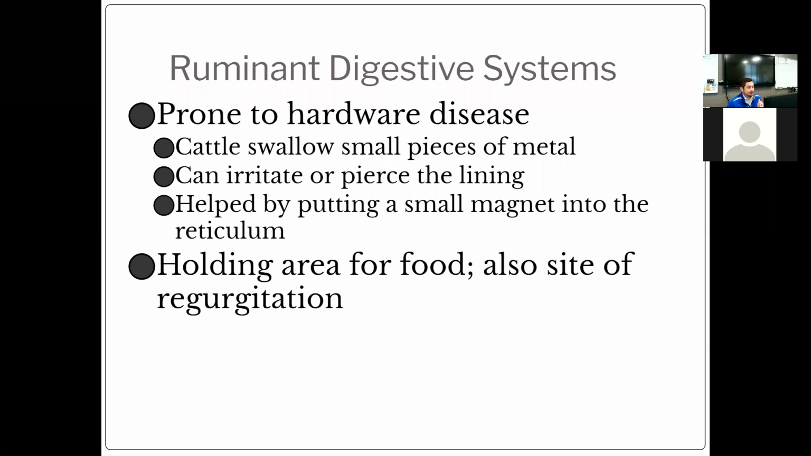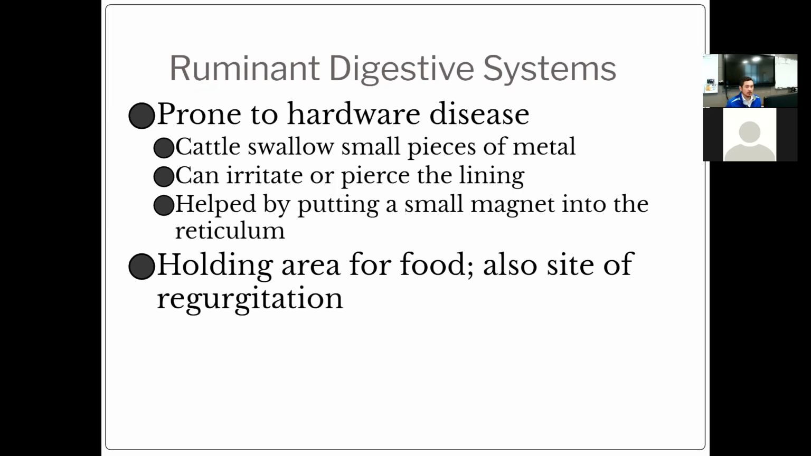Perfect. Okay. So this reticulum is also a holding area for food, and it is the site of regurgitation. So keep in mind, every one of the ruminants we're going to talk about, when they are resting, when they're comfortable, will chew their cud. They will regurgitate a small amount of food matter and actually re-chew it. Obviously, it has to go from the rumen back through the reticulum and up through the esophagus into the mouth. So this is where that's going to happen as well.